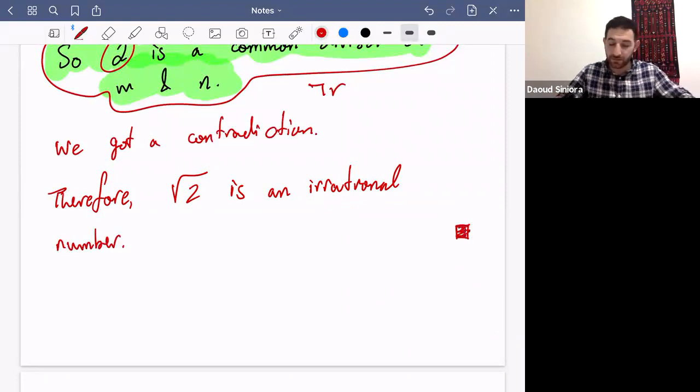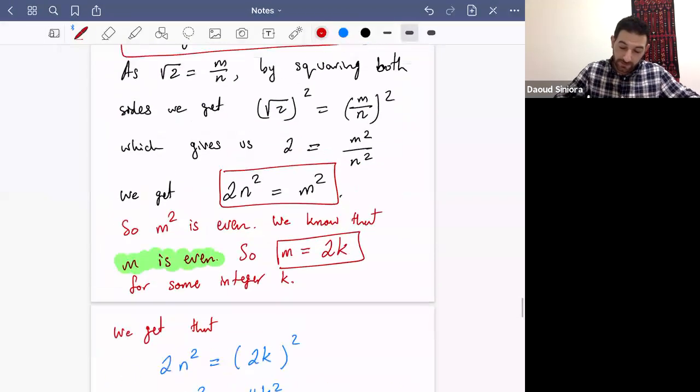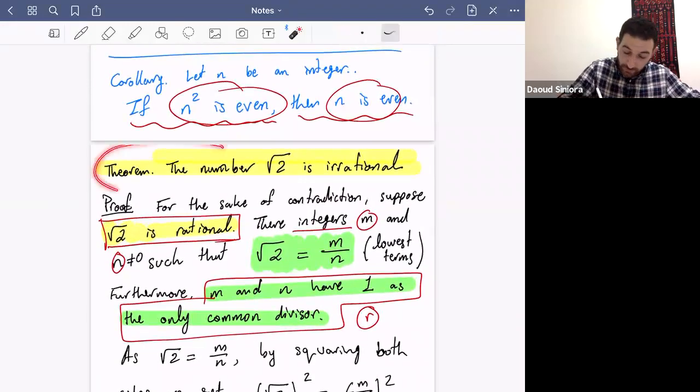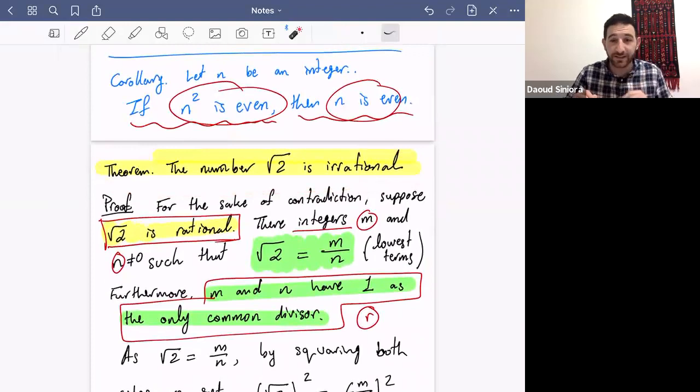And the proof is done. So let me just revise quickly. What is the proof? The structure of the proof. We want to prove that square root of 2 is an irrational number. We will prove this by contradiction. So we say, suppose the statement that we want to prove is false. So in other words, suppose square root of 2 is rational.